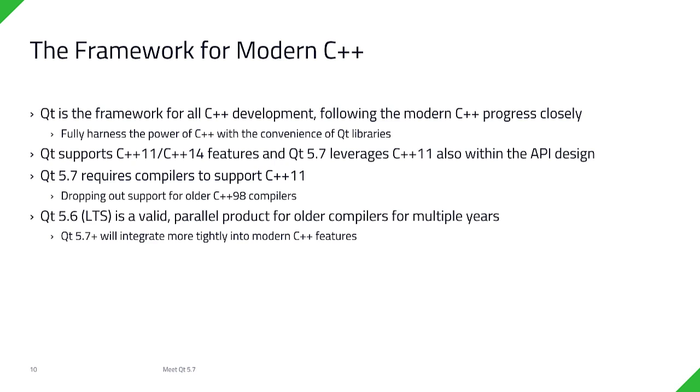So on the other side then, what this means is that now as we're using C++11 in the Qt code itself, it cannot be compiled anymore with legacy compilers without support for C++11. However, don't worry, as Qt 5.6 is an LTS or long-term supported release, you can still use that as a parallel product for multiple years. So Qt 5.6 ensures compatibility for older compilers, and Qt 5.7 and onwards are integrating more tightly into modern C++ features.